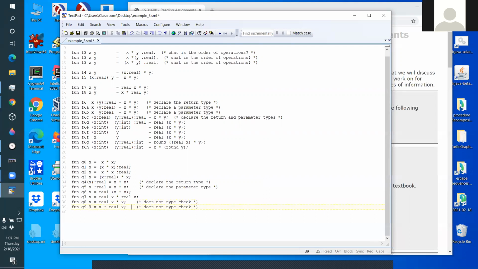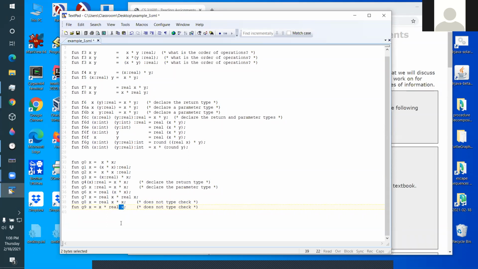Okay, don't know what X is. Well, that could be the product of 2 ints or the product of 2 reals. Not sure yet. Oh, but this is a real. So this means this is the product of a real number with a real number. So X must be real. But wait a minute, X is the input to the real function, so X must be int. So now I have conflicting information. I'm saying that X is real and saying that X is an int, so it won't compile. So it's conflicting type information.